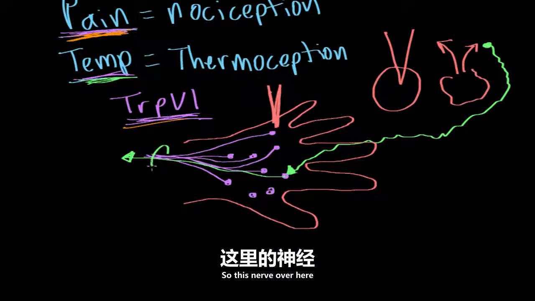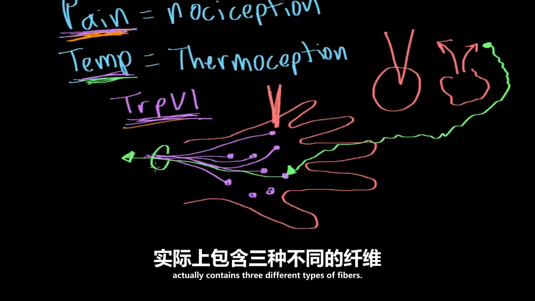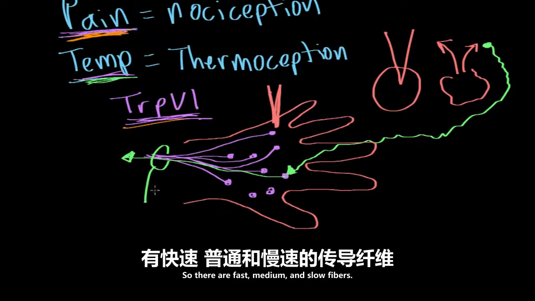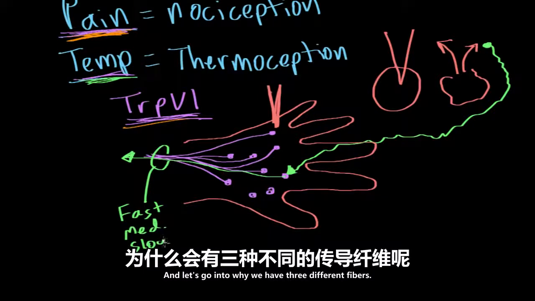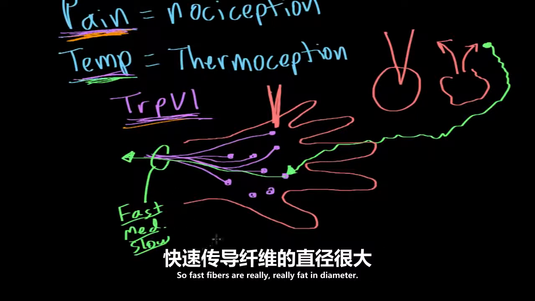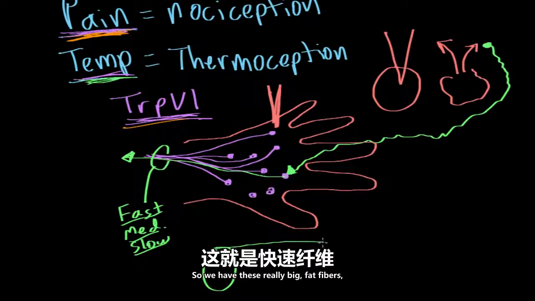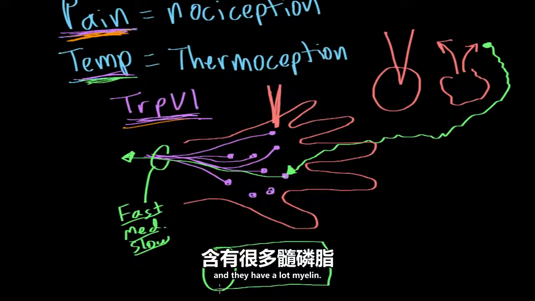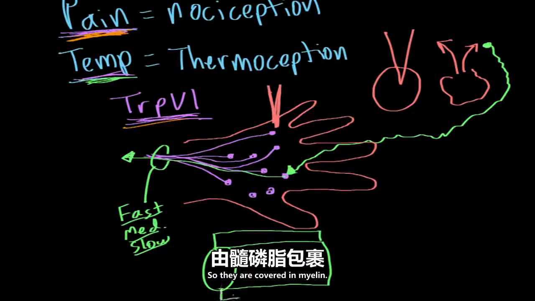So this nerve over here actually contains 3 different types of fibers. So there are fast, medium, and slow fibers. And let's go into why we have 3 different fibers. So fast fibers are really, really fat in diameter. So we have these really big fat fibers, and they have a lot of myelin. So they are covered in myelin.